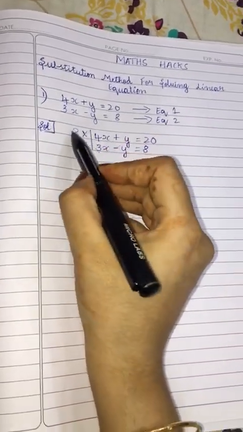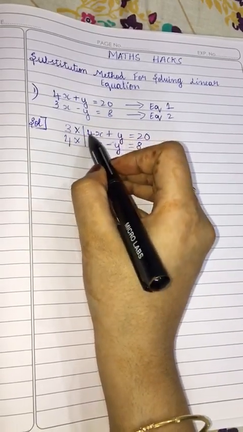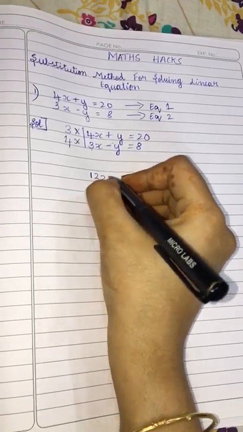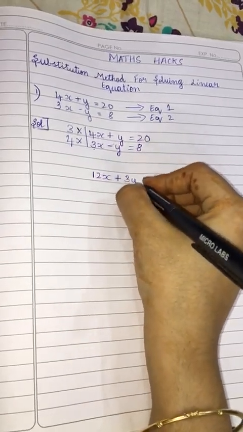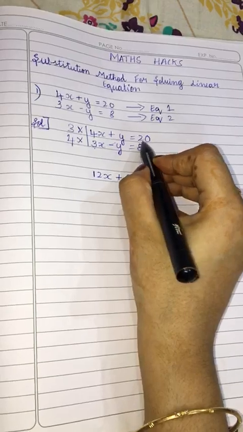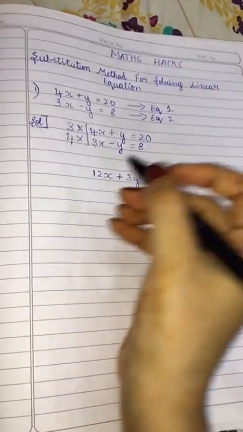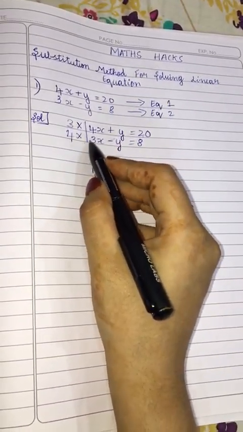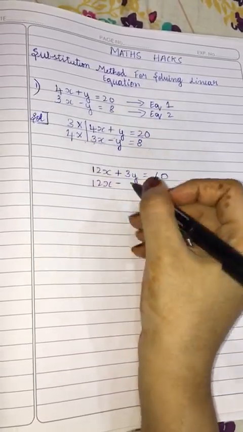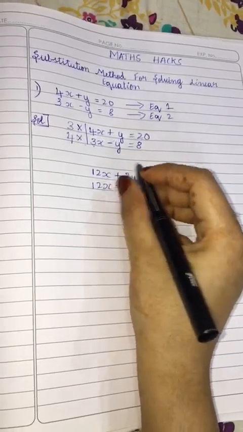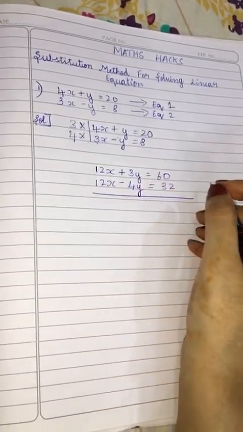Now let's multiply 3 into 4. 3 4s are 12. So 3 into 4x is 12x, plus 3 into y. 3 into y is 3y, is equal to 3 into 20, which is 60. Okay, now 4 3s are 12. 4 into 3x is 12x, minus 4 into y is 4y, is equal to 4 into 8, which is 32.